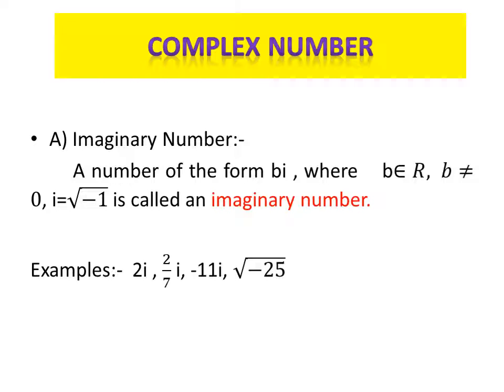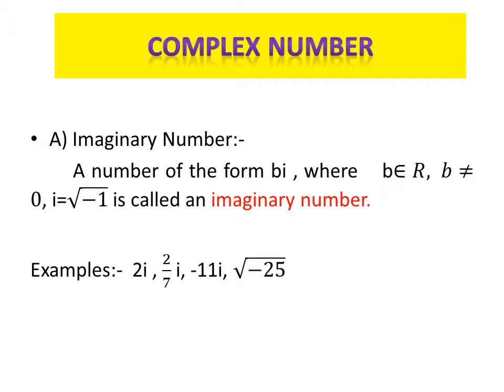Okay, students, examples of these imaginary numbers. What are the examples? Suppose 2i. This 2 comes from the real number set. 2 upon 7 means fractions, and fractions are also from the real number set. Therefore, we write it as 2 by 7 i. Negative numbers we have also taken. These are the integers, which means positive and negative, all the numbers we can take. Therefore, minus 11i is also an imaginary number. These are some of the examples of these imaginary numbers.